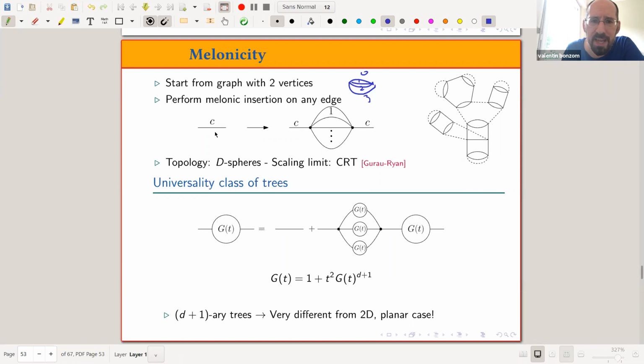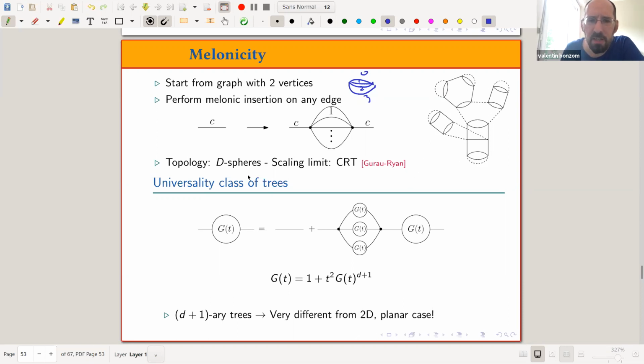And then you take any edge of color C and you perform the melonic insertion, which is this. Okay. So when you do that repeatedly, so iteratively, you get a graph like this. So this is an example. Remember, dashed lines have color 0. It's just convenient to do that, but you don't have to care about it.